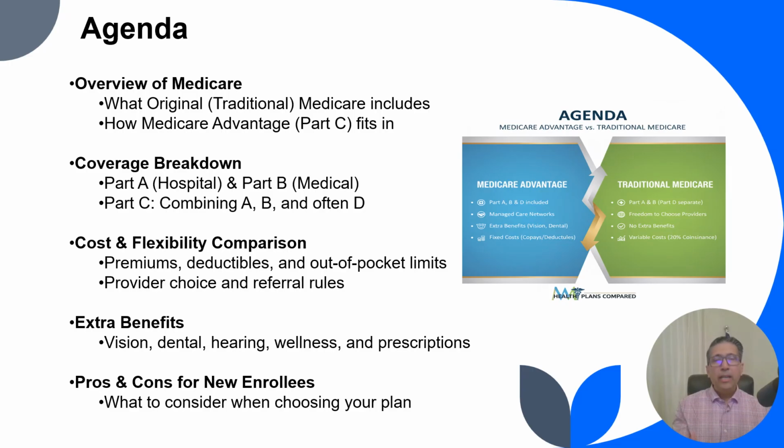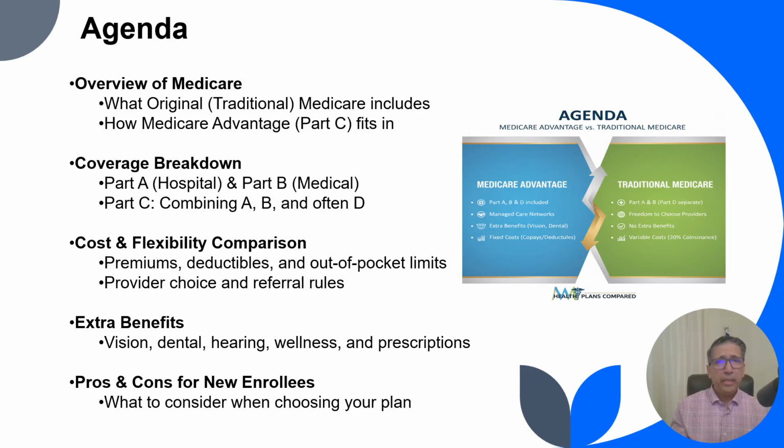Part C combines Part A, Part B, and often Part D. So the Medicare Advantage plans bundle the hospital, medical, and usually the prescription drug coverage into one plan. So let's say John has a Medicare Advantage plan. He gets his surgery, doctor visits, and fills the prescriptions all under the same plan. Sometimes even with the coverage for gym membership or dental care.